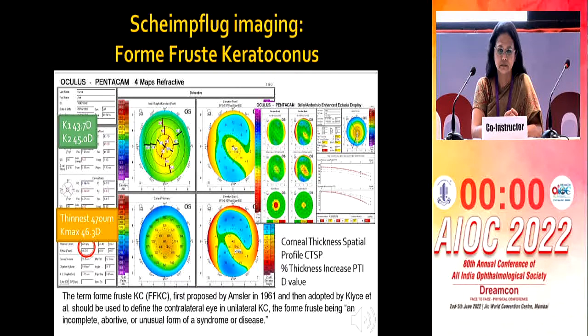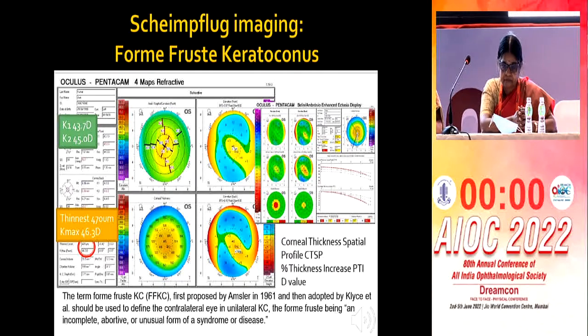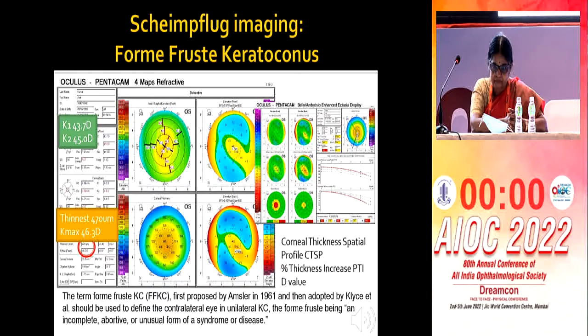So this is definitely a suspicious cornea, and then now the software gives you nicely a D value and also a color-coded red flag to indicate that this is an abnormal cornea, likely to be keratoconus.